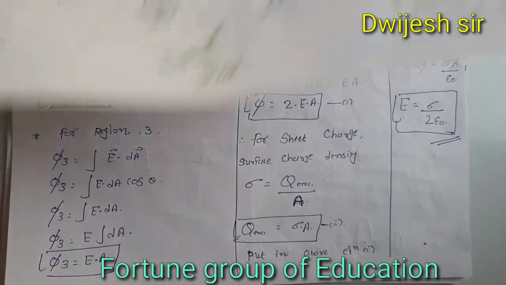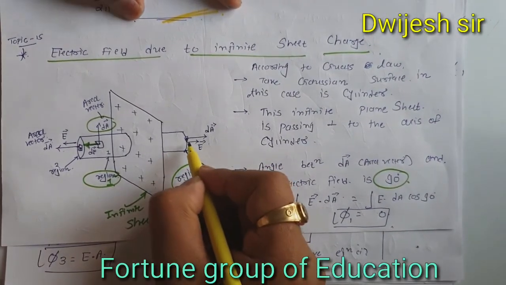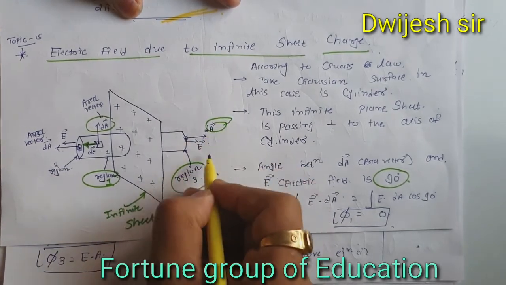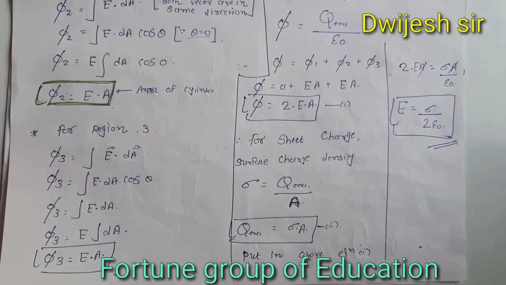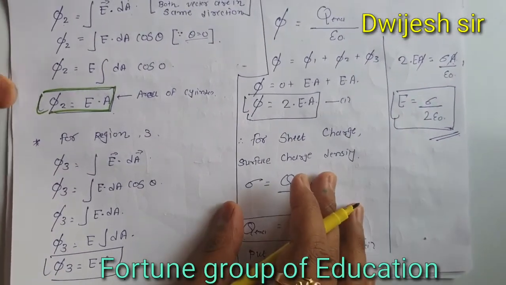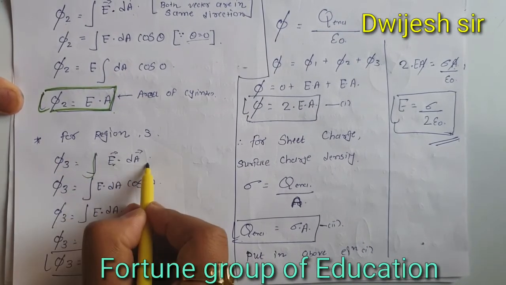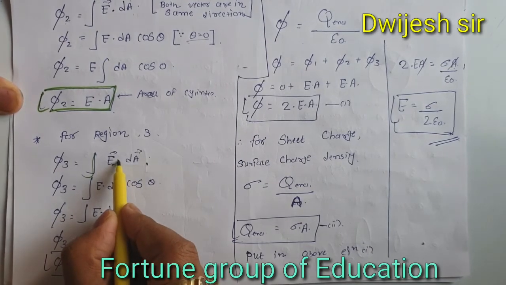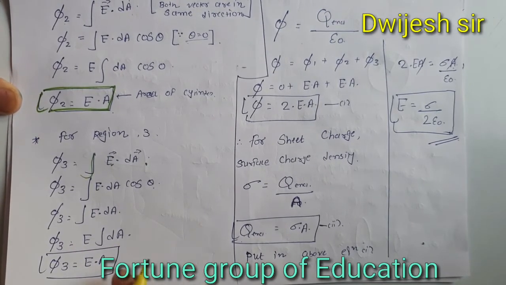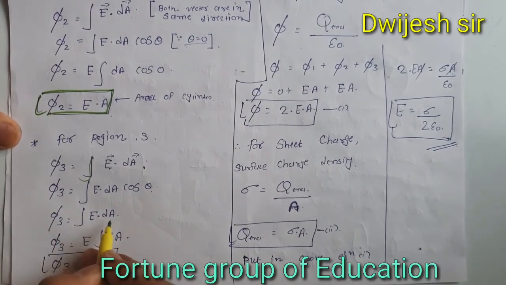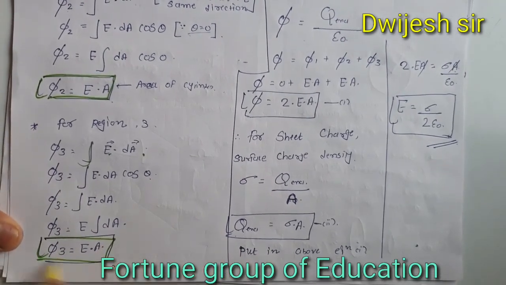From our figure we can say that this is region 3, and for region 3 we have to create a surface here. The area vector and the electric field are both in the same direction. Now for region 3, the equation of phi will be phi3 equals the closed integral over the surface of region 3 of E dot dA. Expanding the dot product, E dA cos theta, theta is 0. So once again E is constant, and the integration of the area is capital A. So phi3 is also E times A.